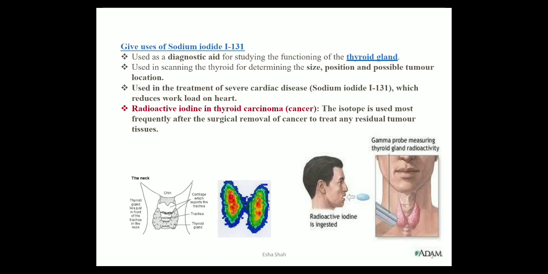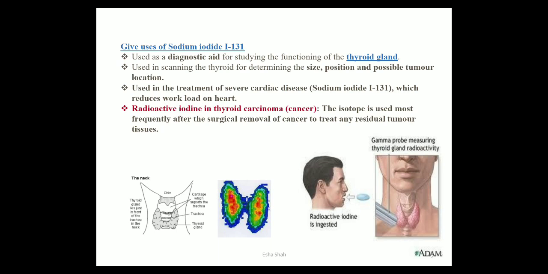Next, it is used in treatment of severe cardiac disease. What is meant by cardiac diseases? Cardiac means related to heart diseases. It reduces workload on the heart. Next, radioactive iodine in thyroid carcinoma, meaning cancer. The isotope is used most frequently after the surgical removal of cancer of that particular area to treat any residual tumor remaining in that tissue.